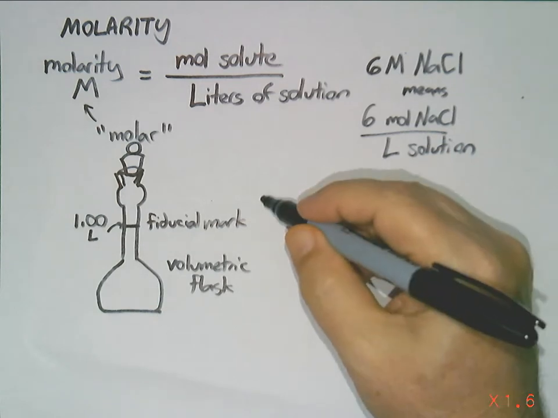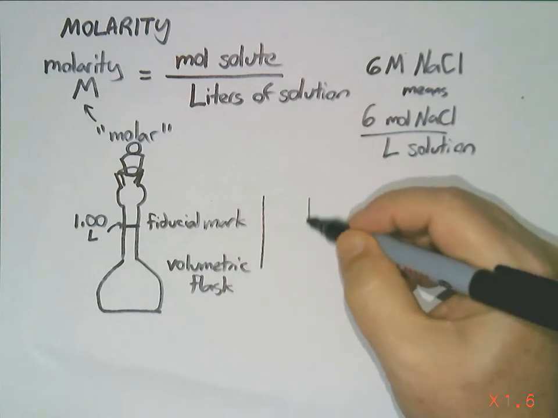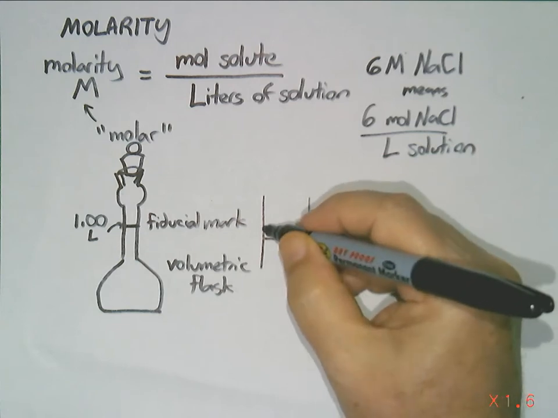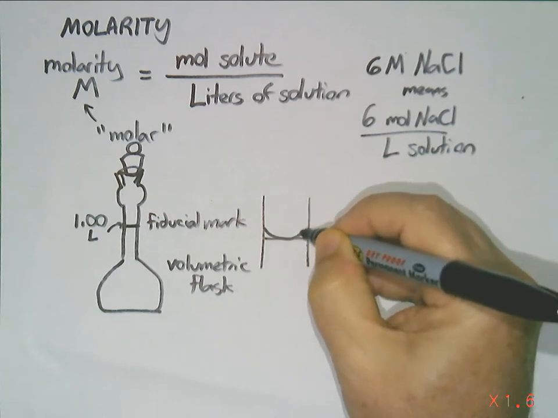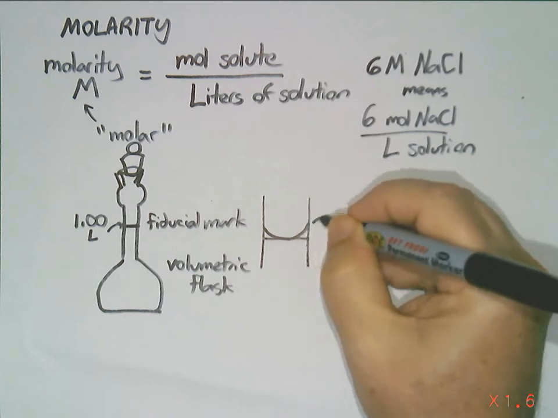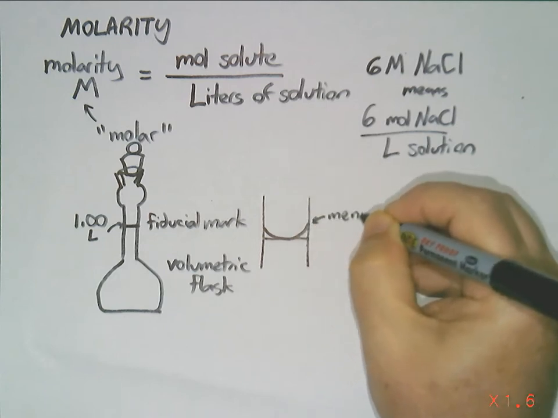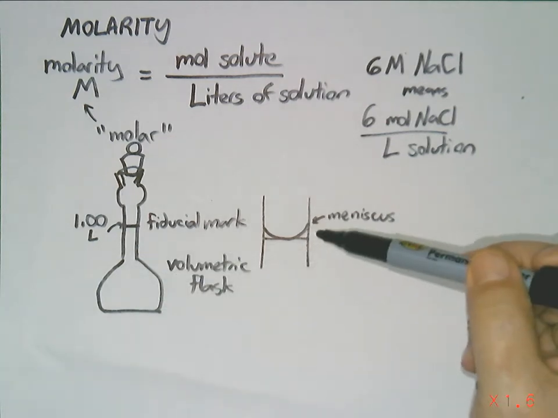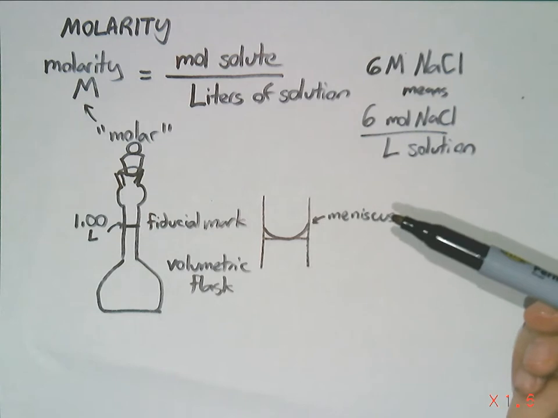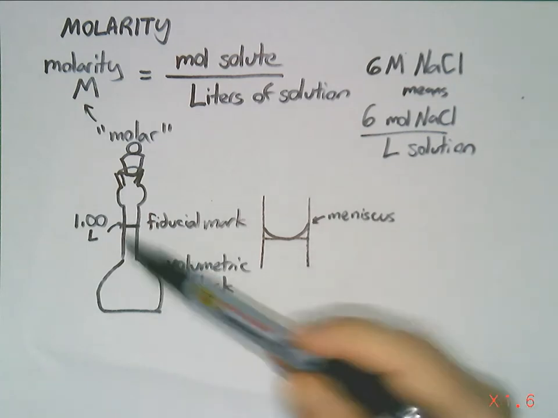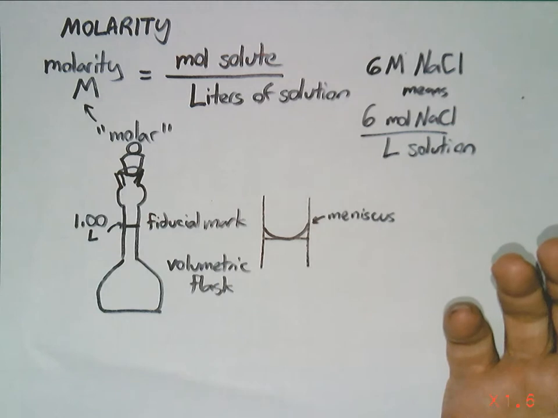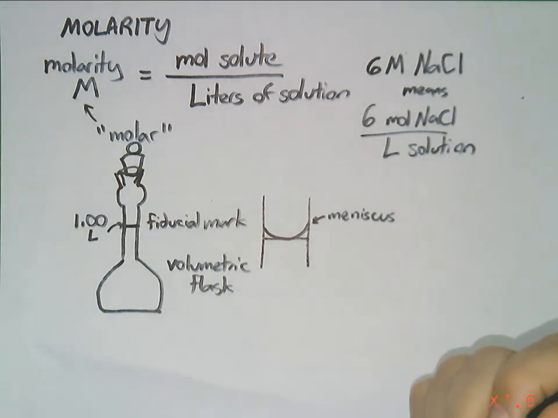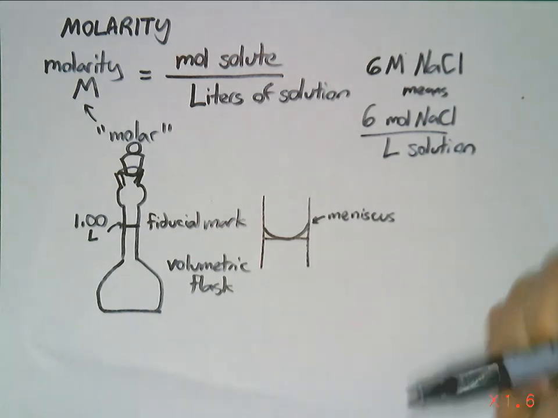Now, just like the other glassware that we've dealt with in the course, here's the fiducial mark. The mark is placed so that you have to read across the bottom of the meniscus. And if you fill this thing up so that the bottom of the meniscus is grazing that mark, and it's a 1 liter flask, then you know the volume to 3 or 4 significant figures depending on how good your flask is, whether it's grade A, class A, or other classes.